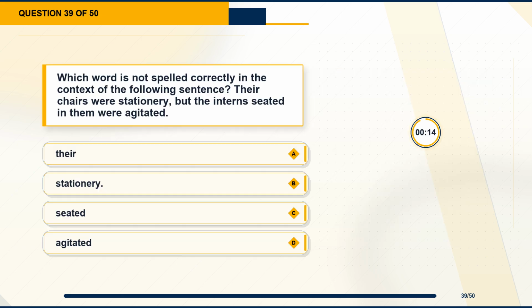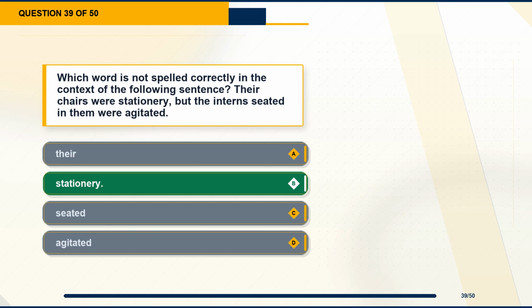Question 39. Which word is not spelled correctly in the context of the following sentence? Their chairs were stationary, but the interns seated in them were agitated. Option A, there. Option B, stationary. Option C, seated. Option D, agitated.